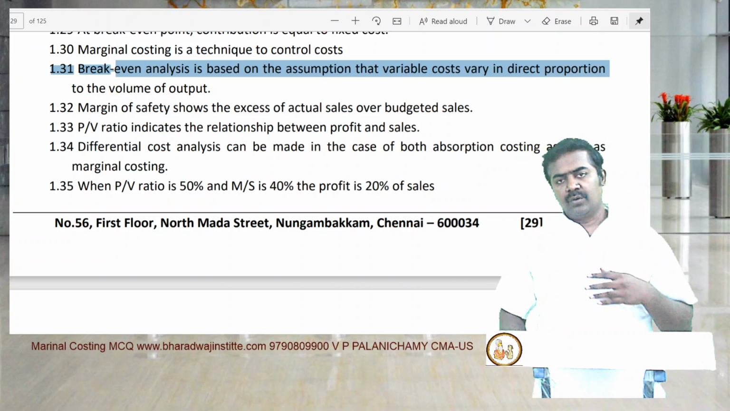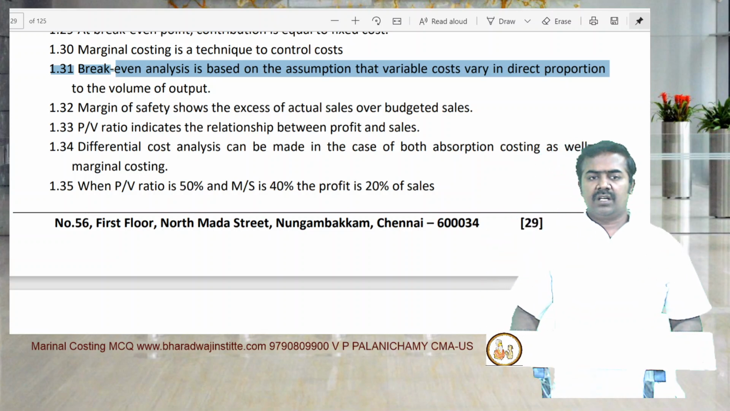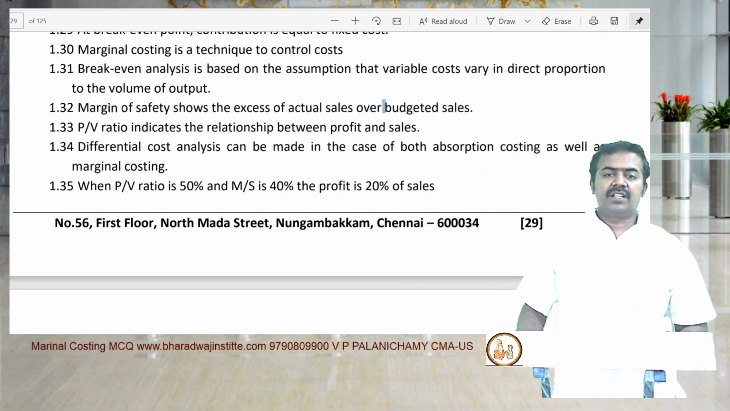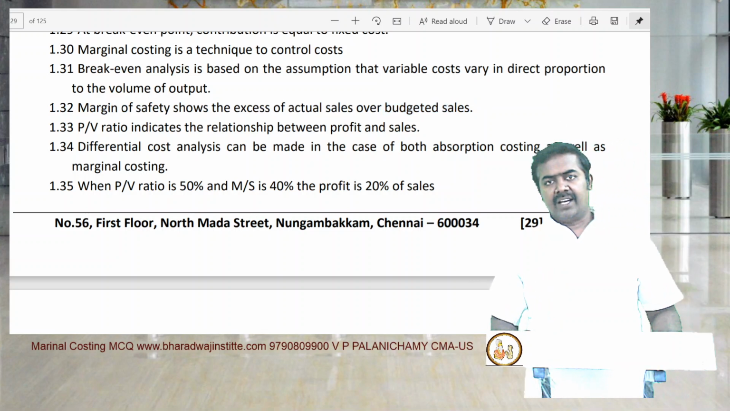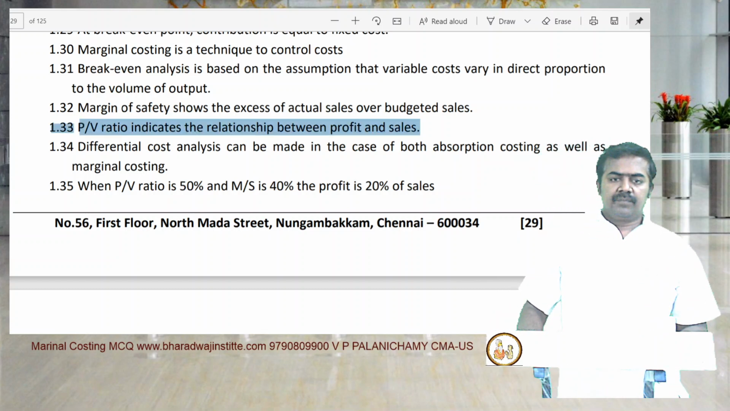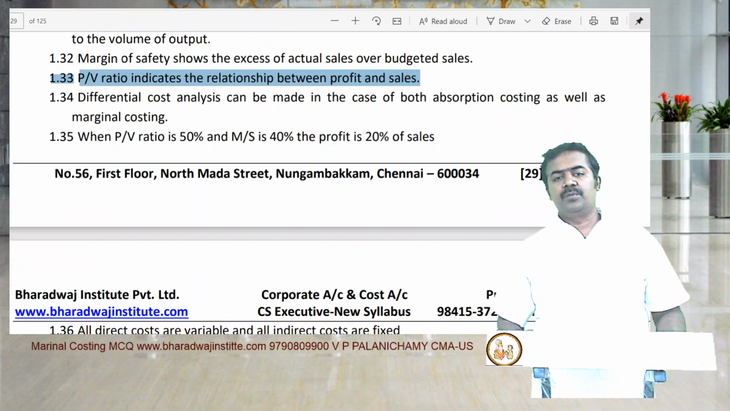Break-even point analysis is based on the assumption that variable cost directly varies with volume of output. True. Break-even point is based on fixed cost remaining constant. Variable cost directly changes with output. Margin of safety shows excess of actual sales over budgeted sales. No. Margin of safety is nothing but actual sales minus break-even point. False. PV ratio indicates the relationship between profit and sales. No. It is a relationship between contribution and sales.